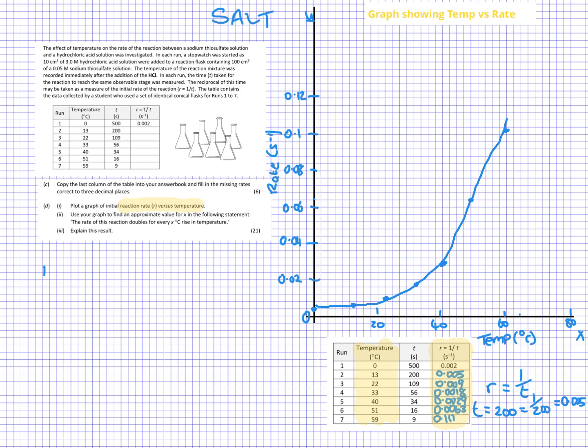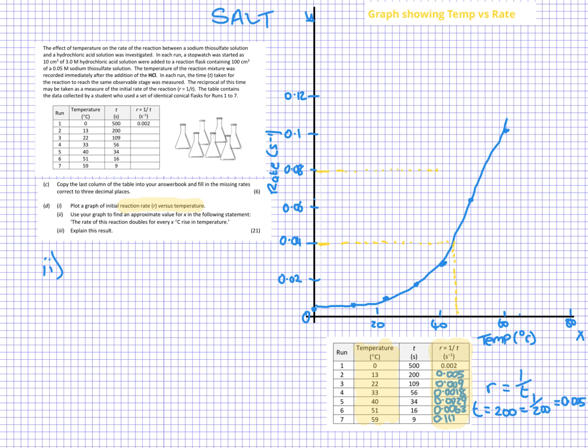So D part 2 now. It says use your graph to find an approximate value for x in the following statement. The rate of this reaction doubles at every x degrees Celsius rise in temperature. So to answer this very simply, what I will be doing is picking two rates that are double. So I would pick 0.04 and I would pick 0.08. And what I would do is run across until they meet the graph and go down to see what the temperature is. And you do the same with the value that is double that rate, which is 0.08.